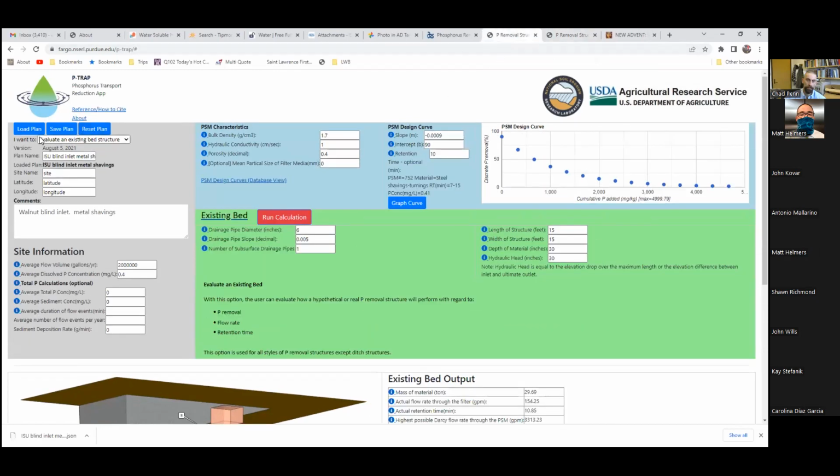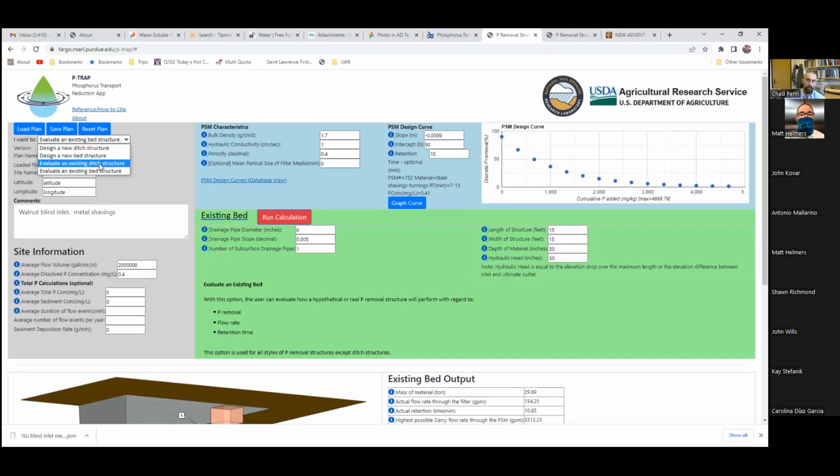In this case, we're going to evaluate an existing bed structure. This software can do two things mainly. You can use it to design a structure, to tell you how big it needs to be and how much you need to build to meet your goals. That's design. Or you can evaluate an existing structure. That is, you can say, I'm going to build this, either in my mind or it's already built, and tell me what it's going to do. How is it going to perform?